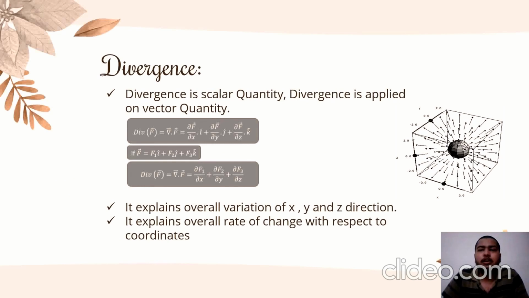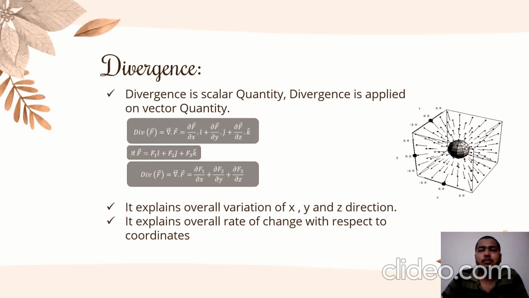Divergence is a scalar quantity. Divergence is applied on a vector field. Suppose there's a function f and we have to calculate the divergence of f. Then we simply take the dot product of del with function f, which is the partial differentiation of f in the respective directions. Let's say f is f1 i plus f2 j plus f3 k.